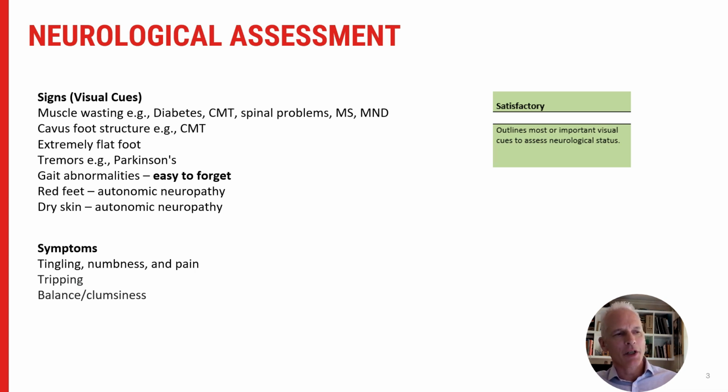Now, we will just mention here the symptoms, and clearly you'll be quite capable of mentioning tingling, numbness and pain. Tripping is another one, and general balance problems and clumsiness. These are other symptoms that can occur, or signs that can occur associated with neurological problems.